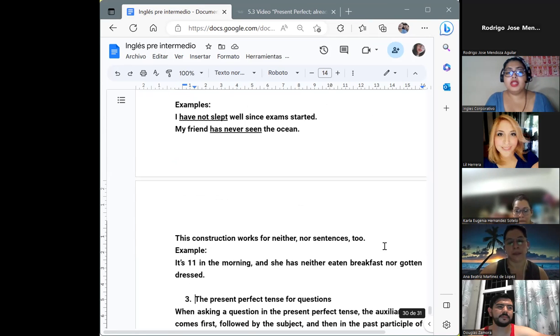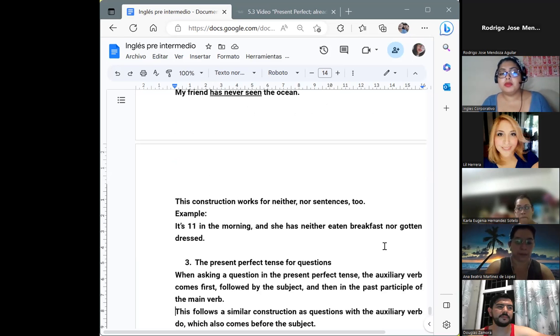Then we have number three, the present perfect tense for questions. That is the same construction as the questions that we were learning, and we are going to continue learning during this process of English acquisition. Why? Because these are some of the most useful topics, and you are going to see this topic again and again and again.